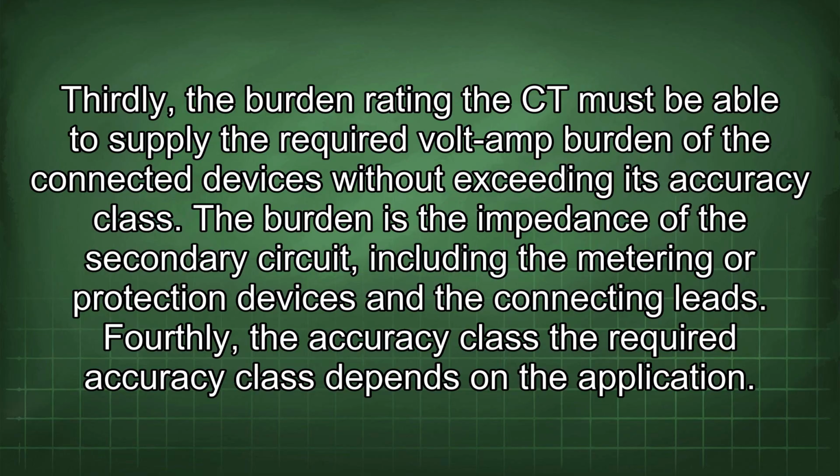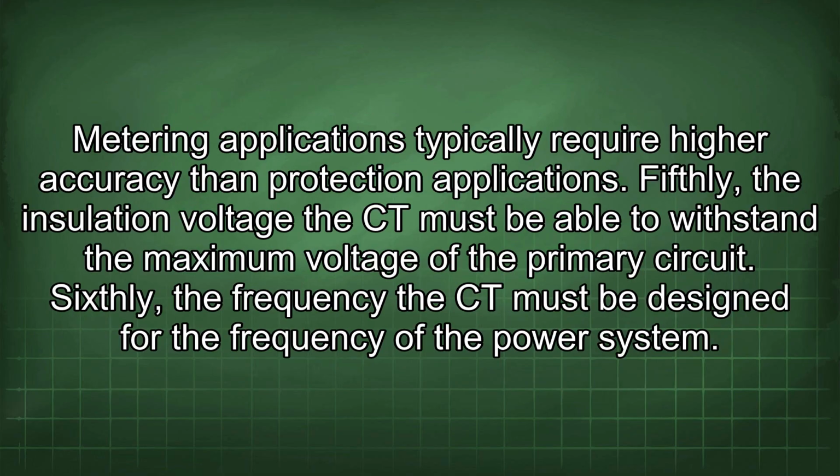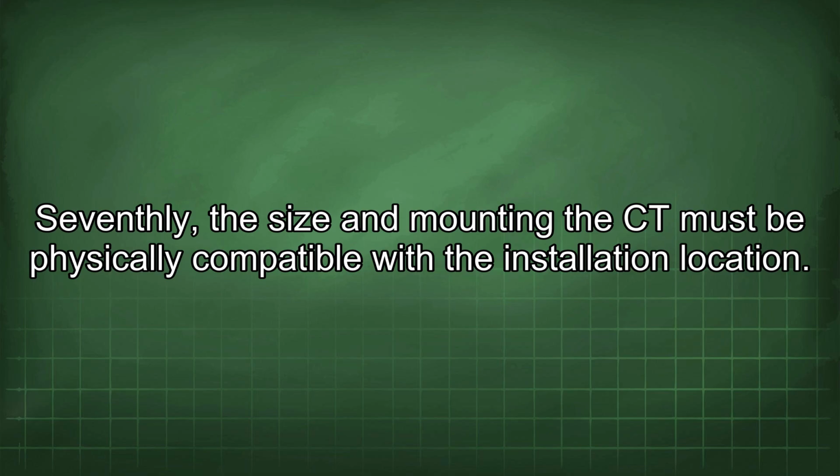Fourthly, the accuracy class. The required accuracy class depends on the application. Metering applications typically require higher accuracy than protection applications. Fifthly, the insulation voltage. The CT must be able to withstand the maximum voltage of the primary circuit. Sixthly, the frequency. The CT must be designed for the frequency of the power system. Seventhly, the size and mounting. The CT must be physically compatible with the installation location.